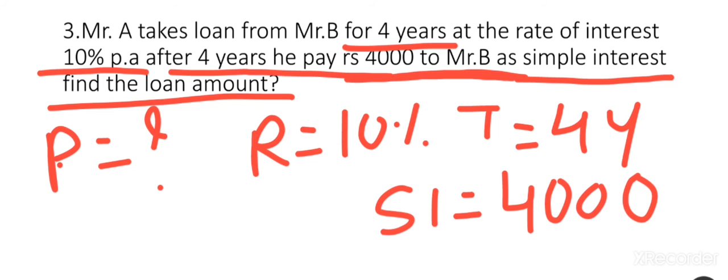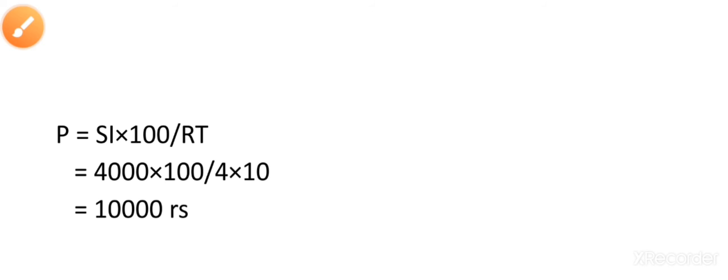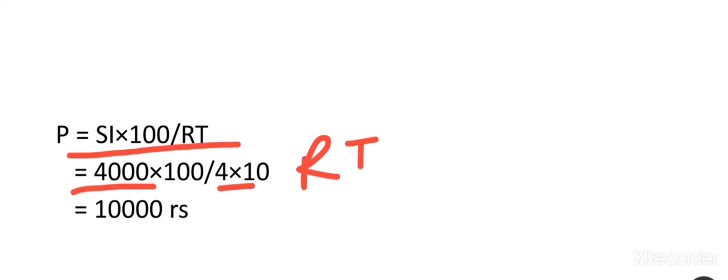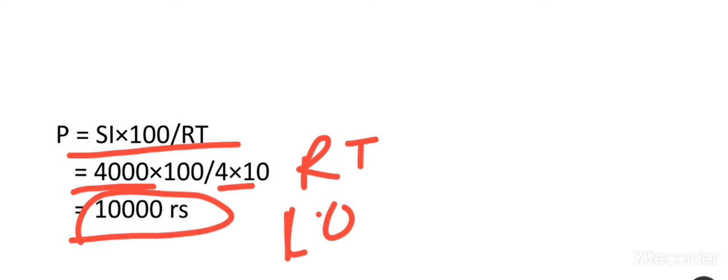Now find the P. P formula is simple interest into 100 divided by RT. Simple interest is 4,000 multiply 100 divided by 4 into 10, which is R and T. The total amount will be 10,000. 10,000 rupees is the loan amount that Mr. A takes loan from Mr. B.